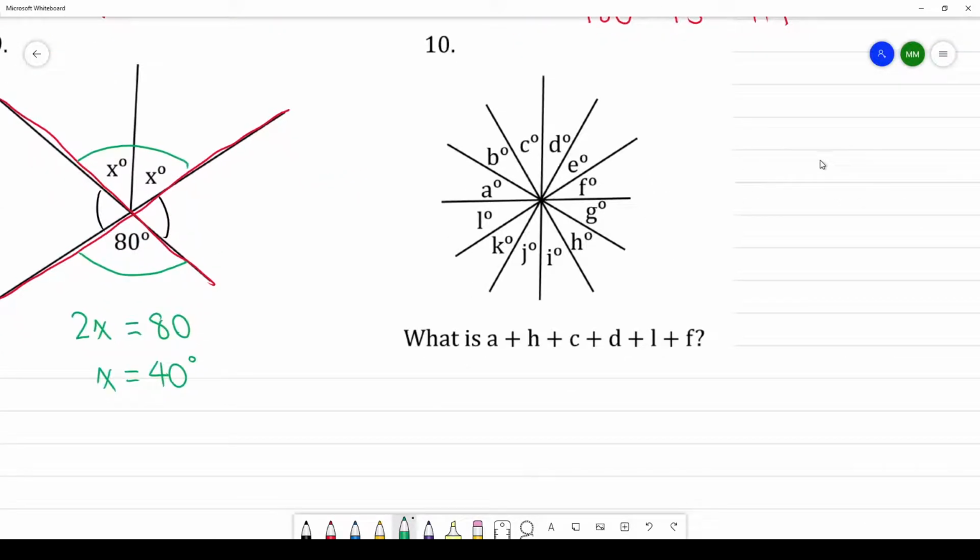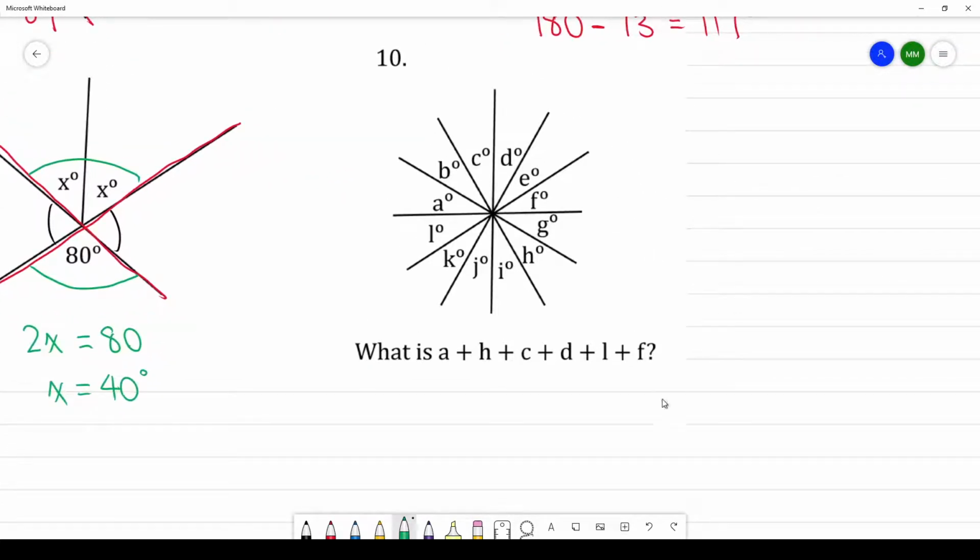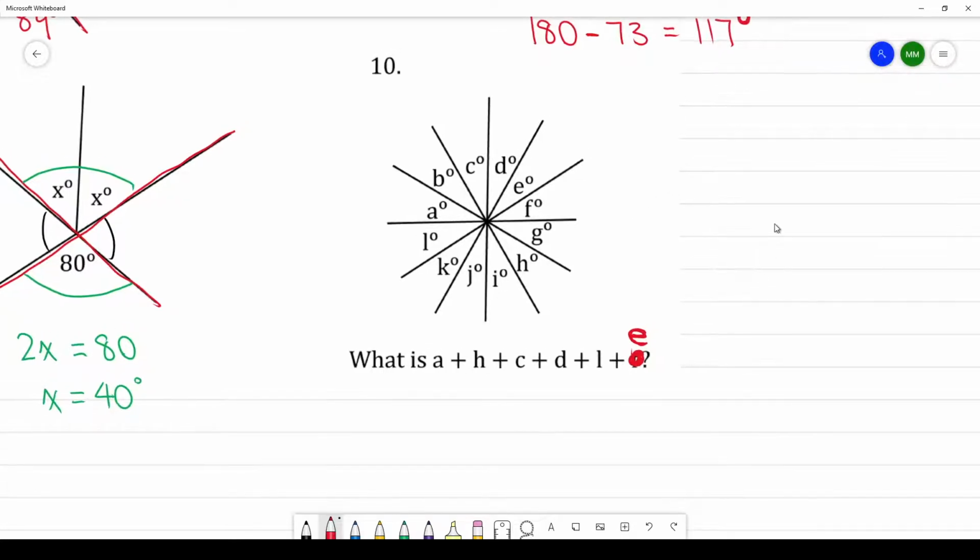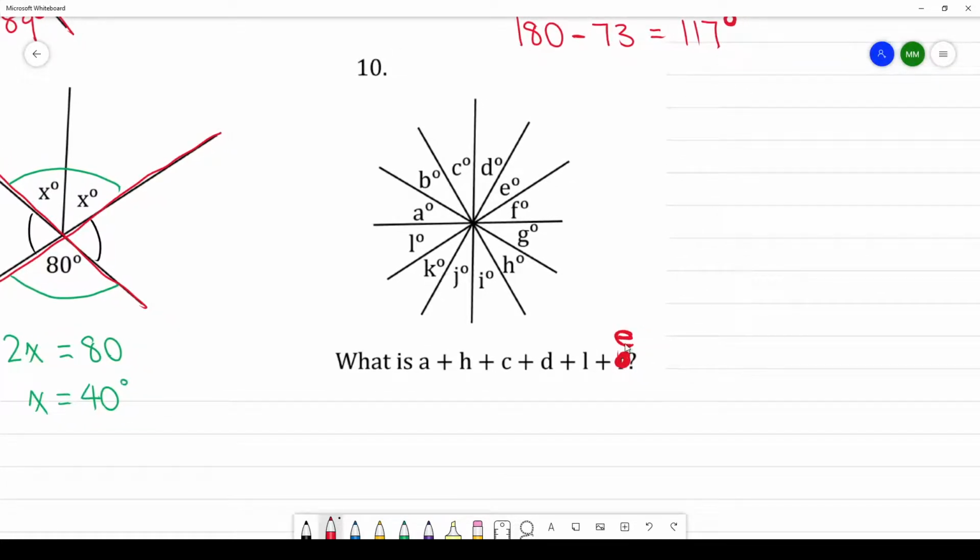Now number 10. I hope you guys saw the message. I apologize if this is not F. This should be E. I sent it in both the Discord chat and the WeChat group. So this is supposed to be E.